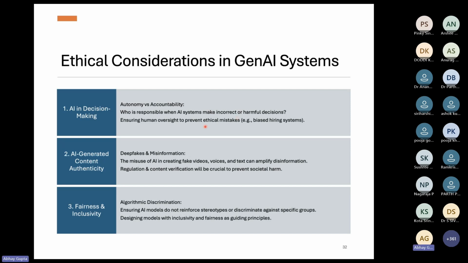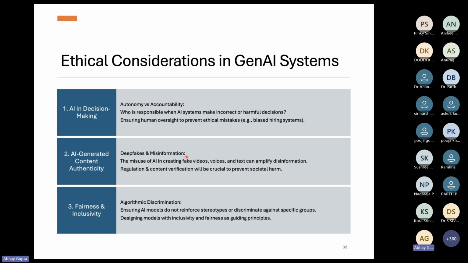The other one is human oversight, like a biased hiring system. Let's say you have a model that scans through the application system, and all the applications are coming in, your CVs, and it's passing based on the past hires. If the past hires were using, let's say, degree as an indicator or something else as an indicator, that trend will continue. So you'll have a biased hiring system. So who makes sure that biases are reduced? These kinds of things. Right? So that is AI in decision making.